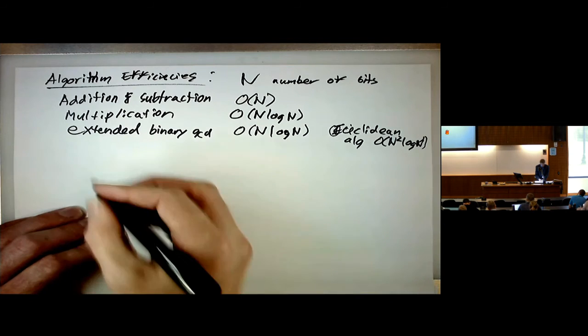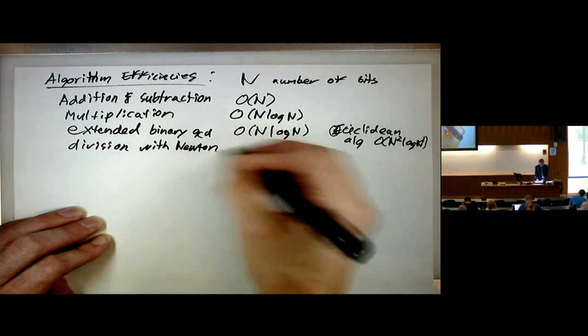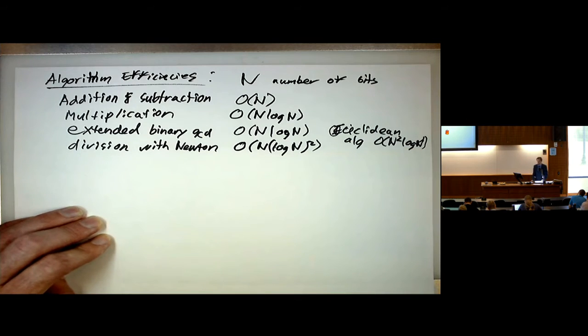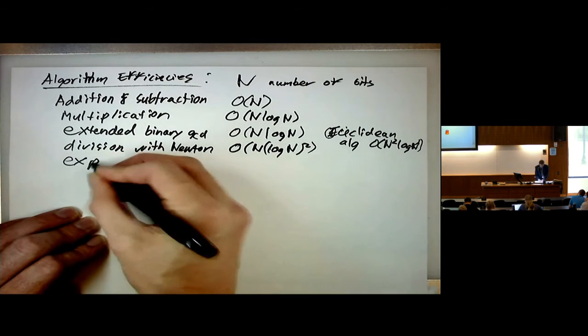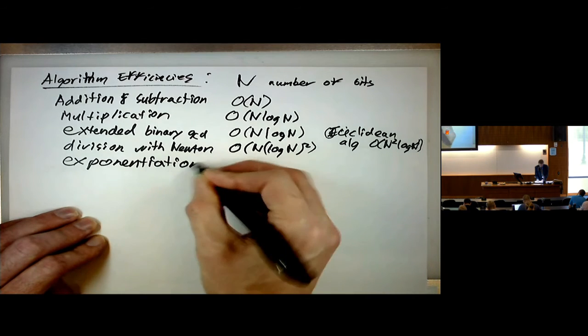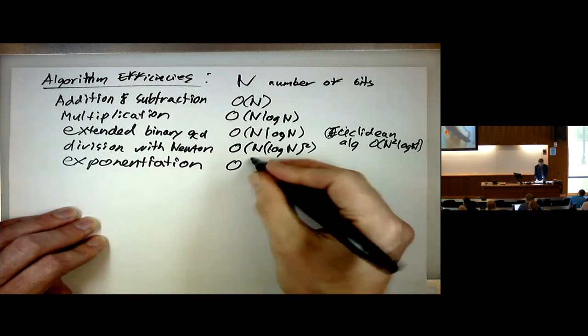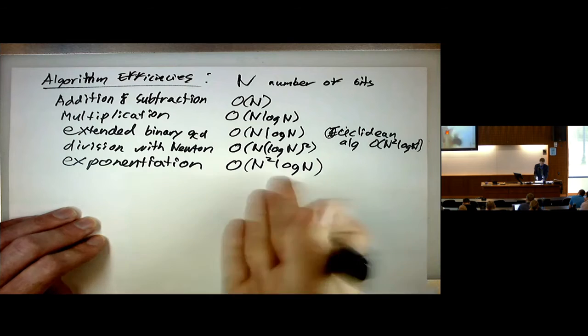Okay, and then there's division with Newton's algorithm. You get log n steps, and each step requires 3 multiplications. So you get n log n times another log n. Exponentiation. So Teitelbaum was saying that you have n steps, but each step is taking n log n, so you get n squared log n. And if you're doing exponentiation modulo a prime, it's still pretty much that.